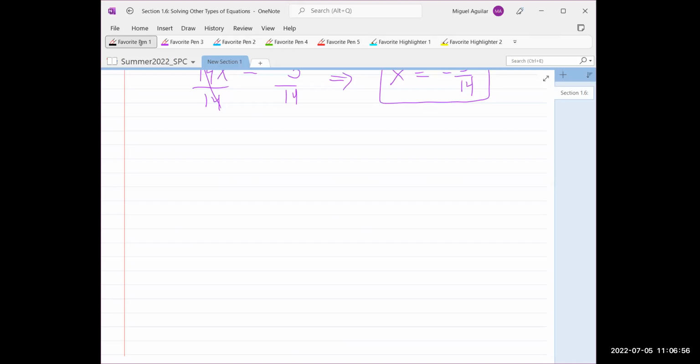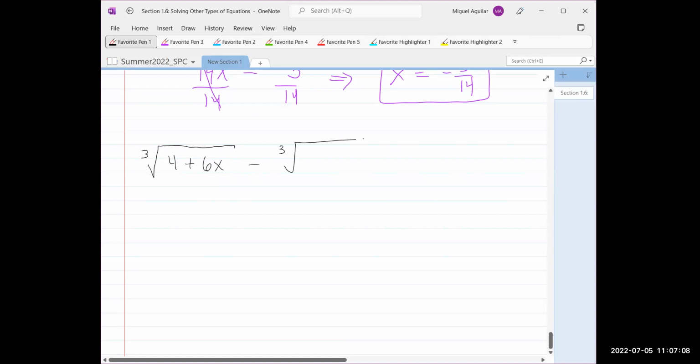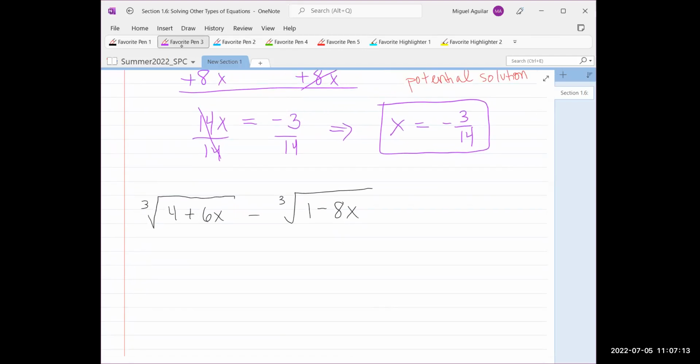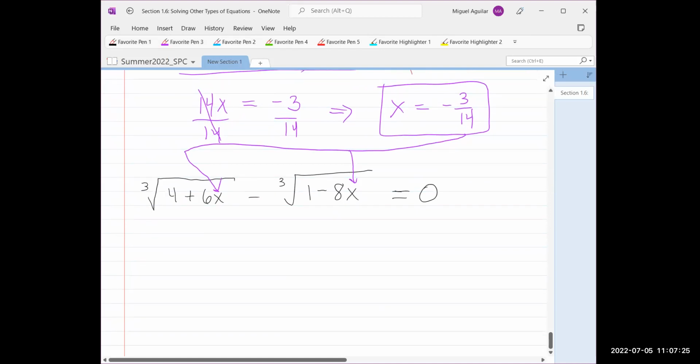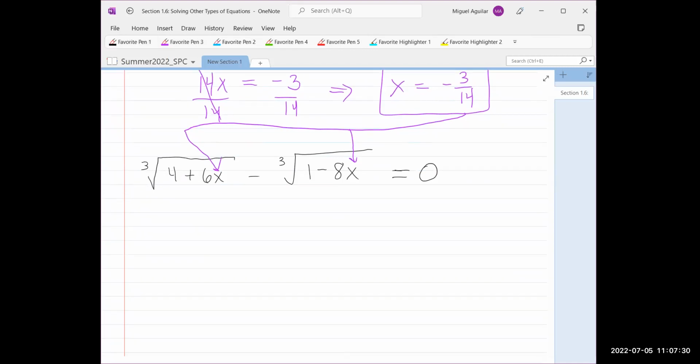Our original equation said something like the cube root of 4 plus 6x minus the cube root of 1 minus 8x. Right, and what we need to do is plug this solution in for x. The original equation is set equal to 0. If I can plug my solution in and I get a true statement, then that's going to be a valid solution. Let's go ahead and do that check.